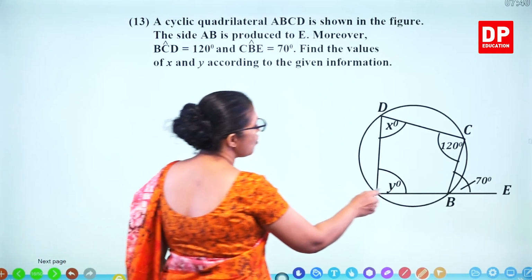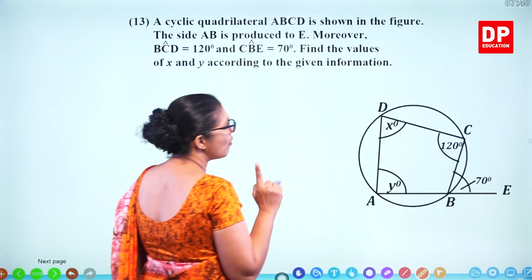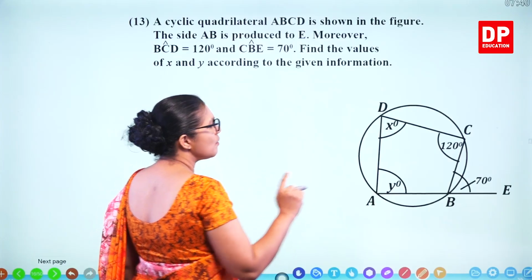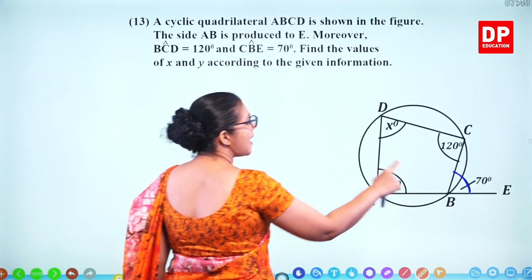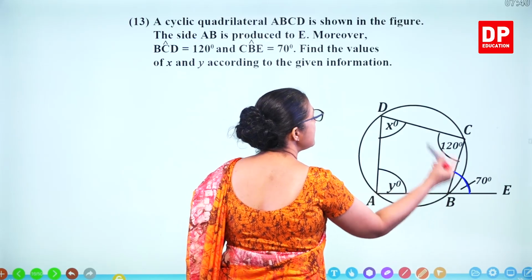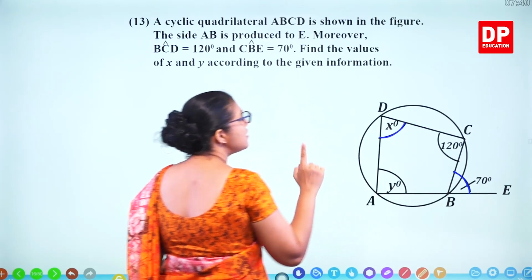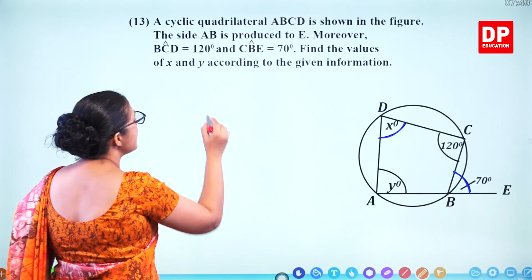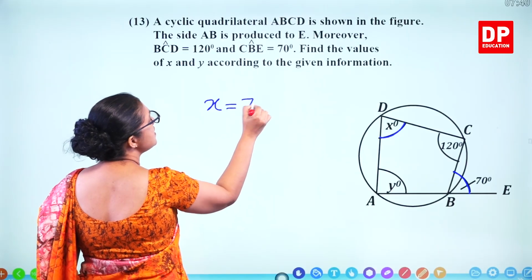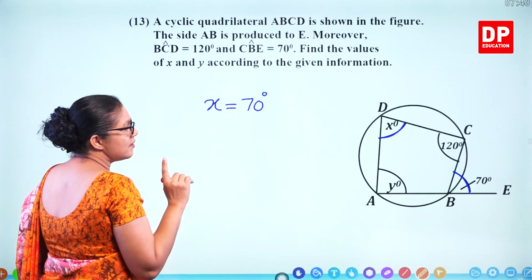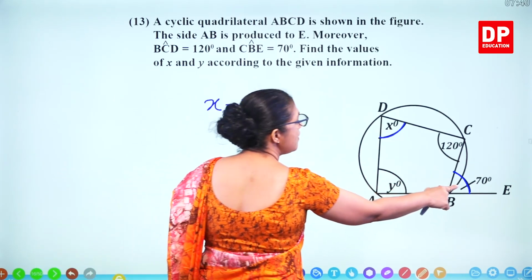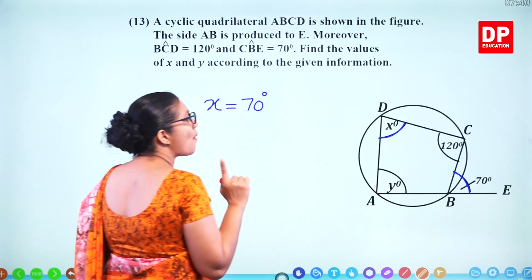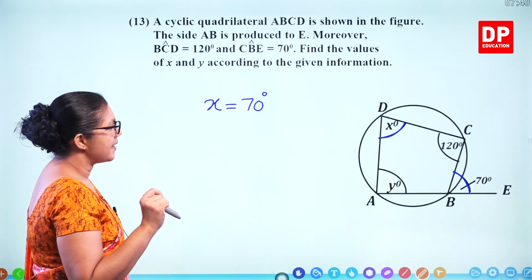So, all the points on the circle, cyclic quadrilateral. What's the rule? This is the exterior angle of a cyclic quadrilateral that is equal to the interior opposite angle. So, what is X? X is 70. So, you need to identify that this is a cyclic quadrilateral. Exterior angle is equal to the opposite interior angle.